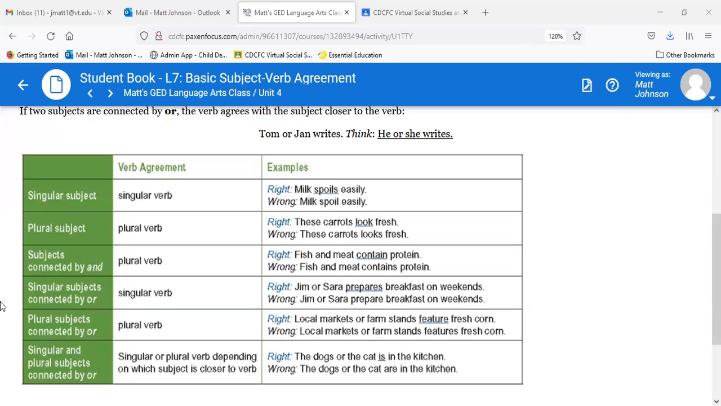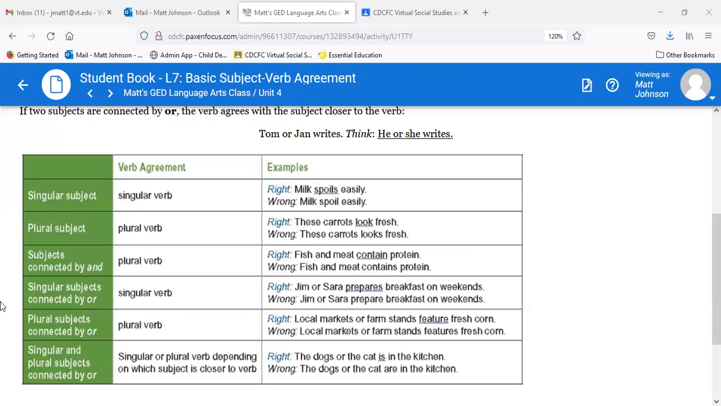But if we said Jim or the children, right? We said Jim or the children, that second part is plural. So we use the plural verb: prepare breakfast on weekends.